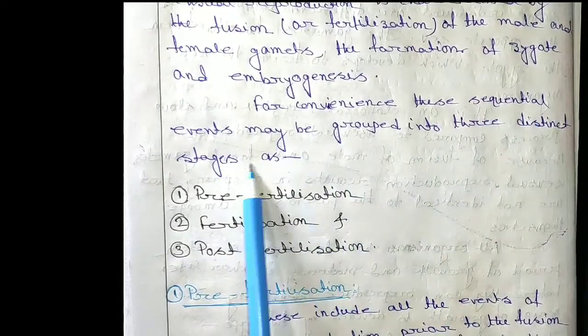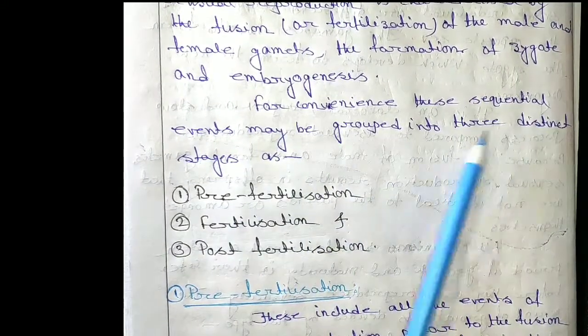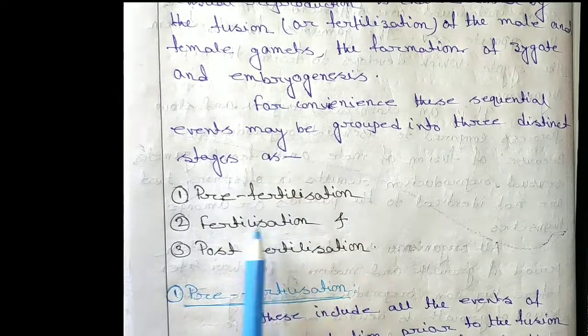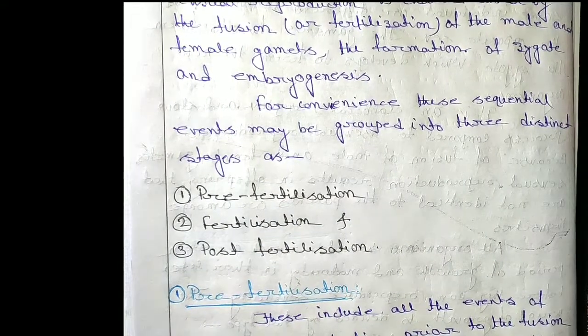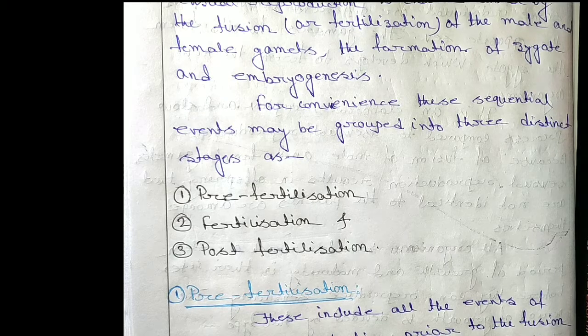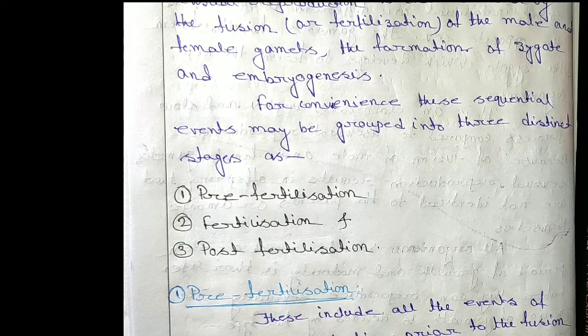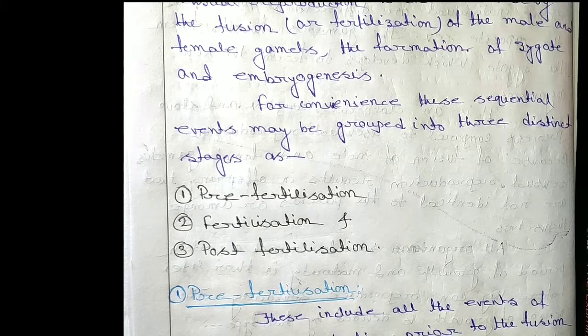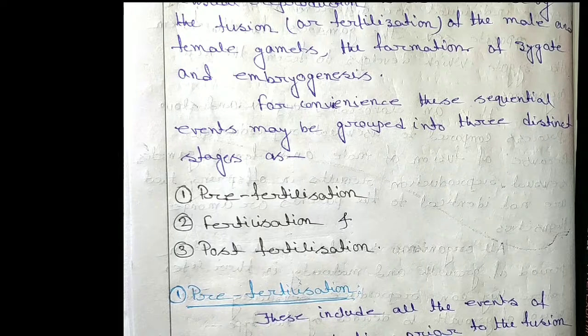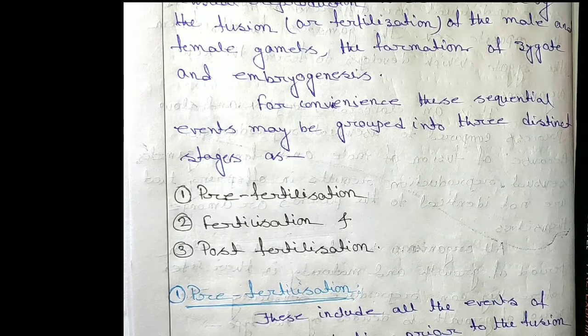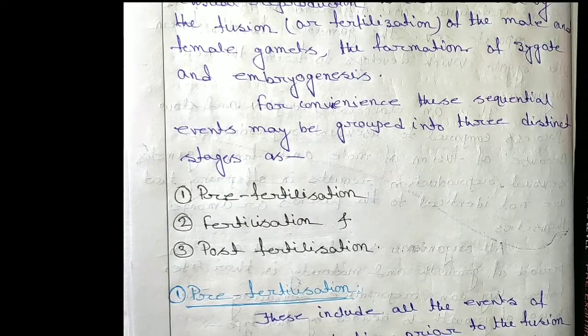For convenience, these sequential events may be grouped into three distinct stages: pre-fertilization, fertilization and post-fertilization. Now what is pre-fertilization? Pre-fertilization includes all the events that happen before fertilization. And what is fertilization? Fertilization is the process where the male gamete and female gamete fuse to each other and form a zygote. And what is post-fertilization? Post-fertilization includes the events that occur after the zygote formation or after fertilization.